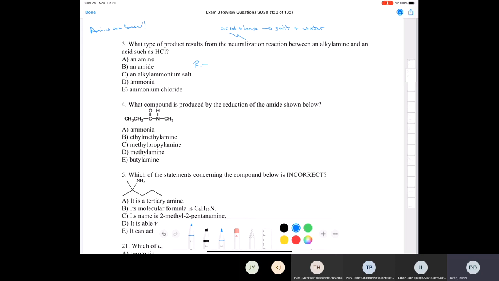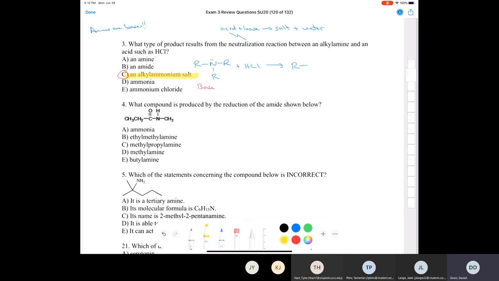So if I take an alkylamine and an acid like hydrochloric acid, who can tell me what the answer for this one would be? Now I'll open up my chat so I can see what everybody's writing in here. Who could help me out? Anybody have an idea for number three? I just wrote down a tertiary amine. Thanks, Tyler. Tyler and Jade both said C. Okay, let's see if they are correct.